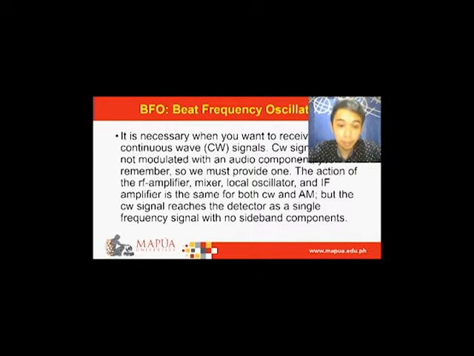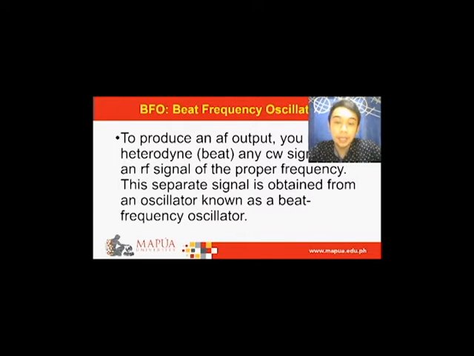The action of the RF amplifier, mixer, local oscillator, and IF amplifier is the same for both continuous wave and AM, but the CW signal reaches the detector as a single frequency signal with no sideband components. To produce an AF output, you must heterodyne beat any CW signal with an RF signal of the proper frequency. This separate signal is obtained from an oscillator known as a beat frequency oscillator.